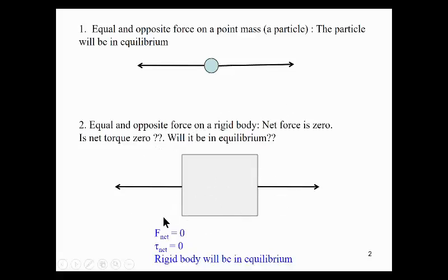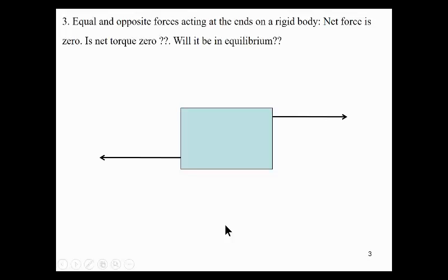Equal and opposite, net force is zero, and net torque is also zero, because the way you exert force here will not produce any rotation. So net torque is also zero. So when the net force is zero and net torque is zero, this is called static equilibrium. Now let's see a slightly different picture.